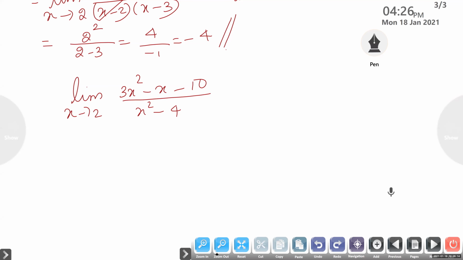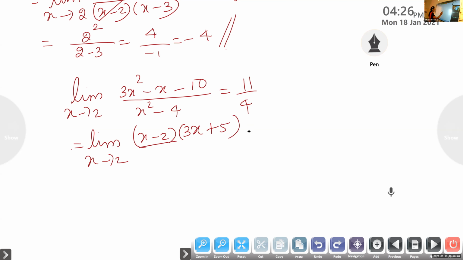11 by 4. Are you getting this answer, Aparna? Aditya, Satyan? Yes, ma'am. So on factorizing, can you give the factors? Numerator, what are the factors you are getting here? Which are the factors, Aishwarya? x minus 2 and 3x plus 5. And by denominator, we can write this as a square minus b square, x plus 2 into x minus 2. So on cancelling, you'll get the answer, isn't it?